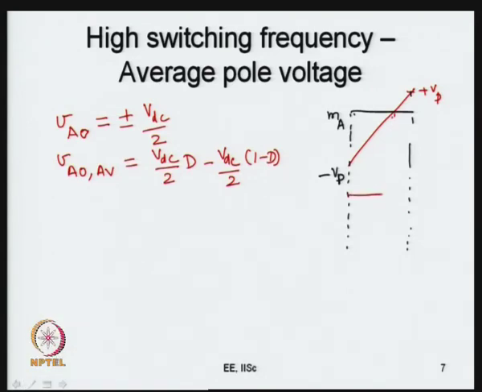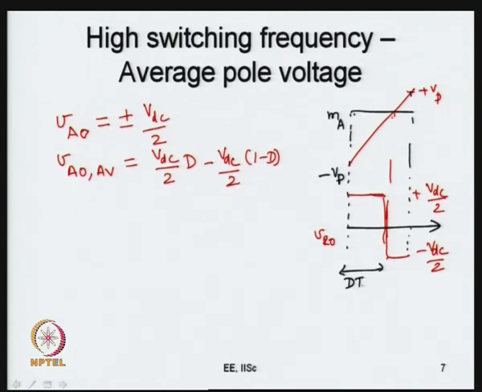Up to this instant you have VRO positive, and here VRO is negative. This is VRO, and here it is plus VDC by 2, and here it is minus VDC by 2. And where is the 0 line? Somewhere like this. This is the time axis. What you are applying is, as I said, this VRO plus VDC by 2 for a certain duration of time, and that duration we call the duty ratio times Ts. Ts is the half carrier cycle, and the remaining time is 1 minus d times Ts.